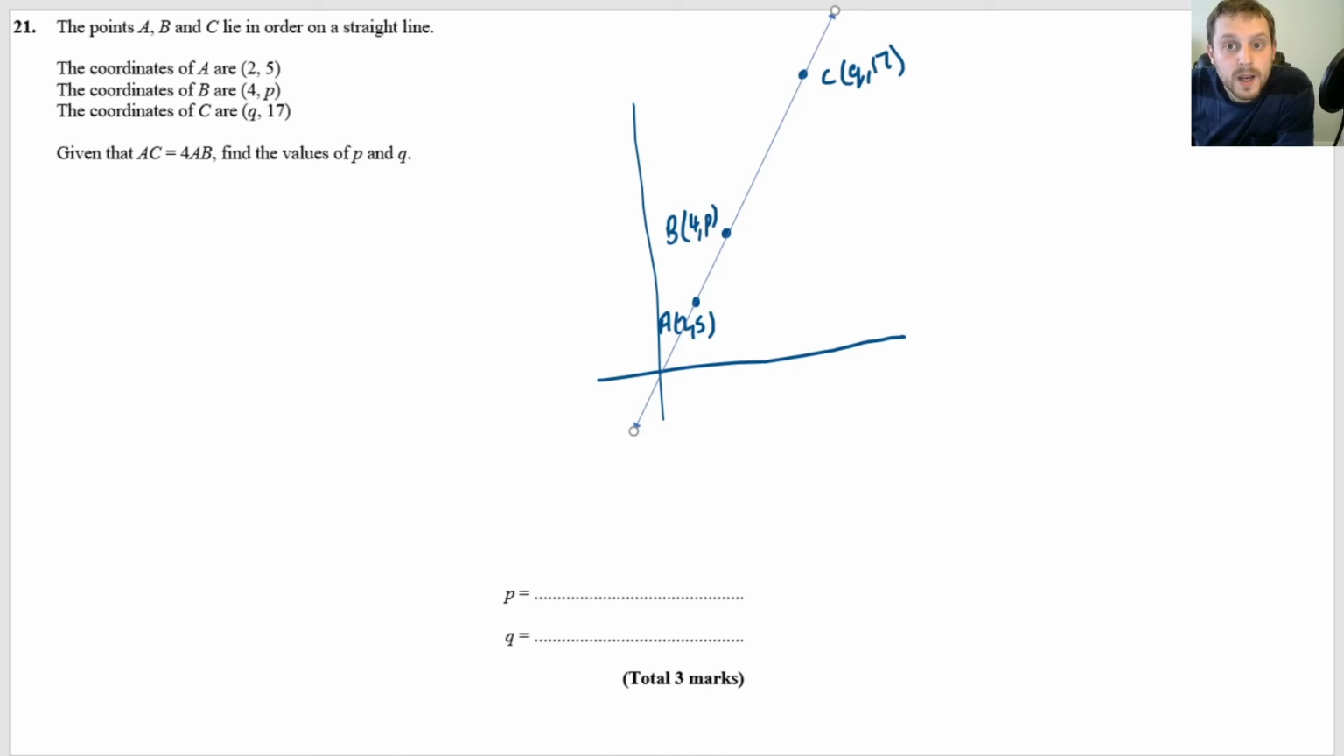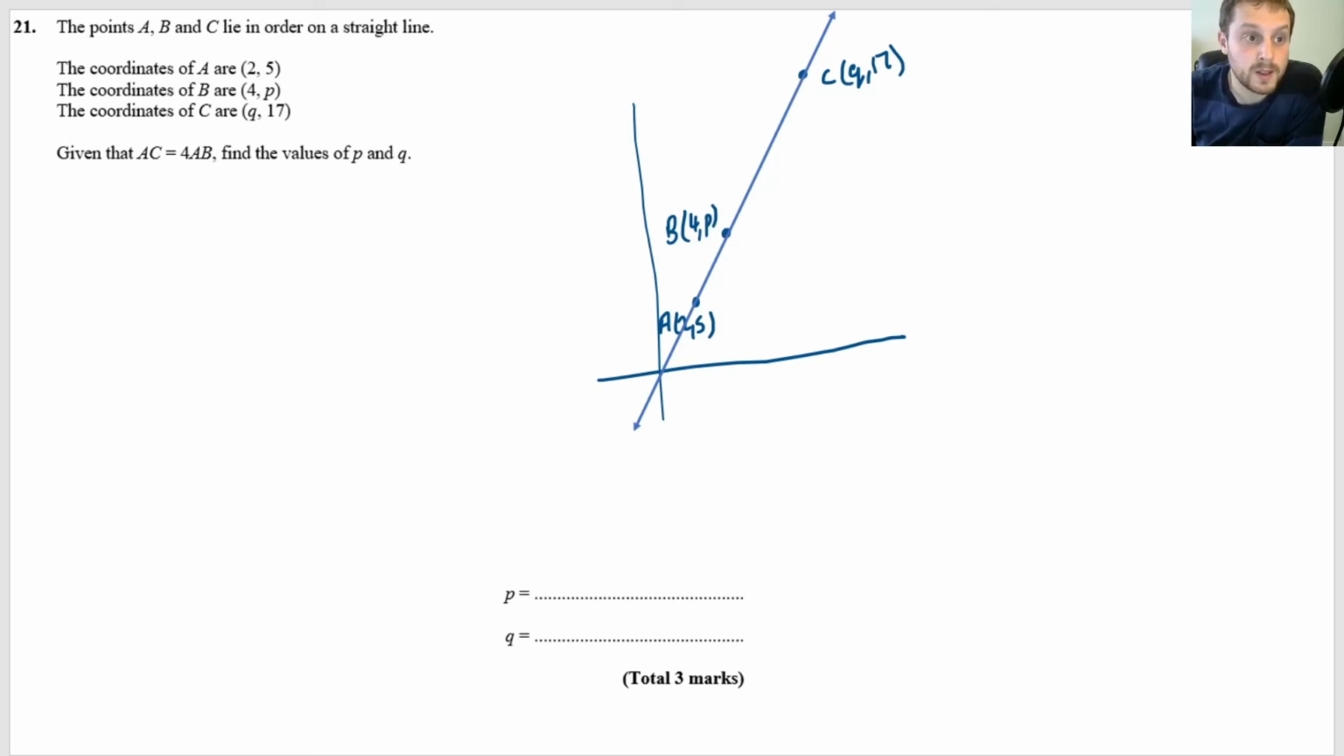So I'll try my best there. Just a little sketch. So that's the straight line that they're supposed to lie on, that it literally says in the question. They lie in order, so it goes A, then B, then C. So we also know that. And the reason I've spaced C out like this is because it tells you that the distance from A to C is 4 times the distance between A and B, which means this distance from A to B is 1/4 of the total distance from A to C. And then we need to figure out what the number P has to be to make this be true, and we need to figure out what the number Q has to be for this to be true.